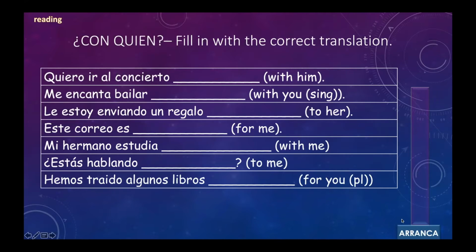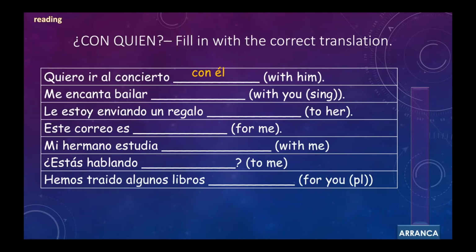And time is up. Now let's have a look at each one of these ones because these sentences have a lot of information with them, not only the preposition and the pronoun. The first one, quiero ir al concierto con él. Keep an eye on that L because it has a stress on the top, a tilde, and we need it when we are talking about him.